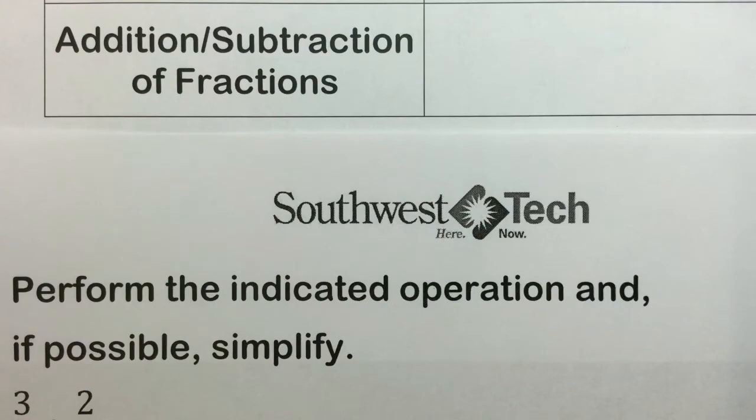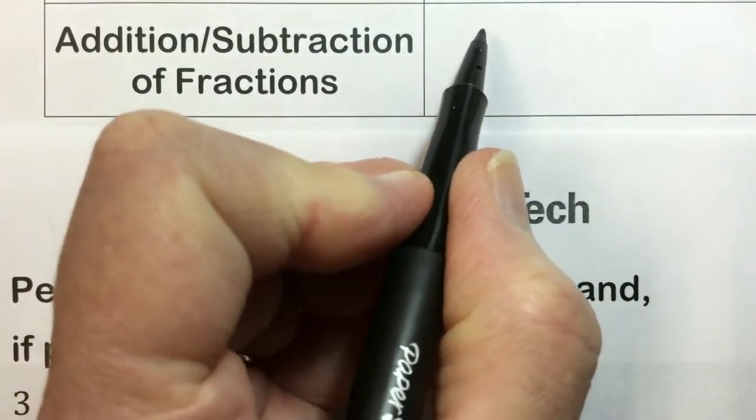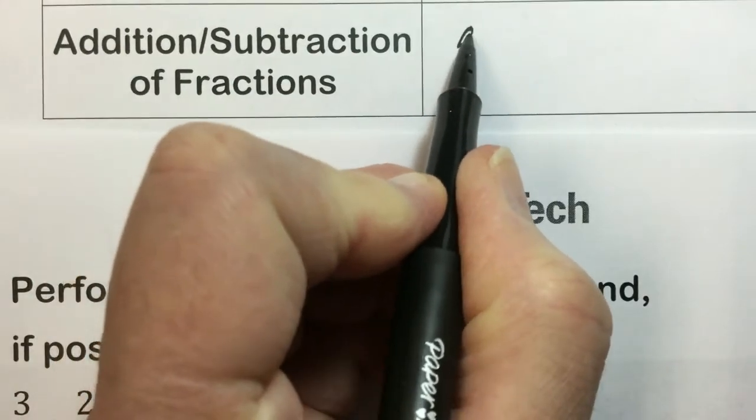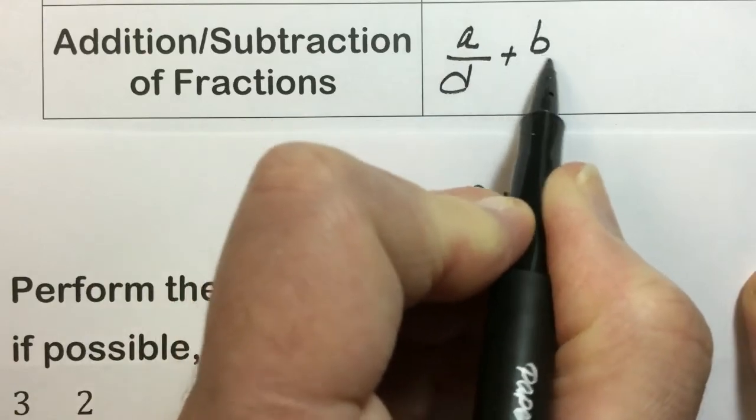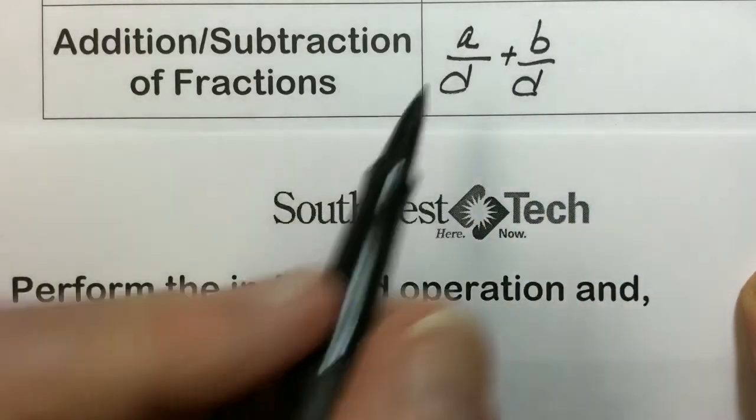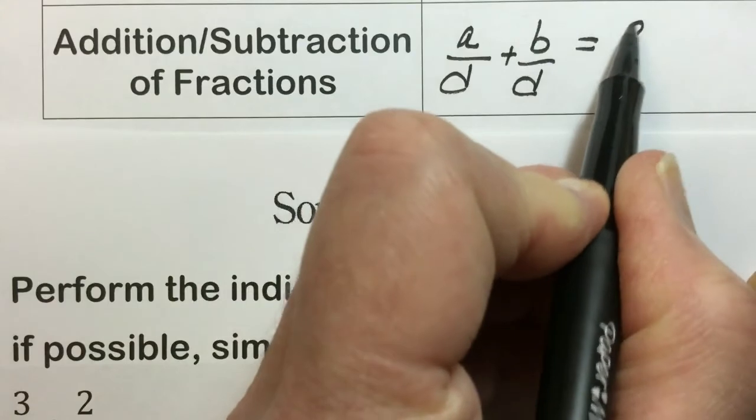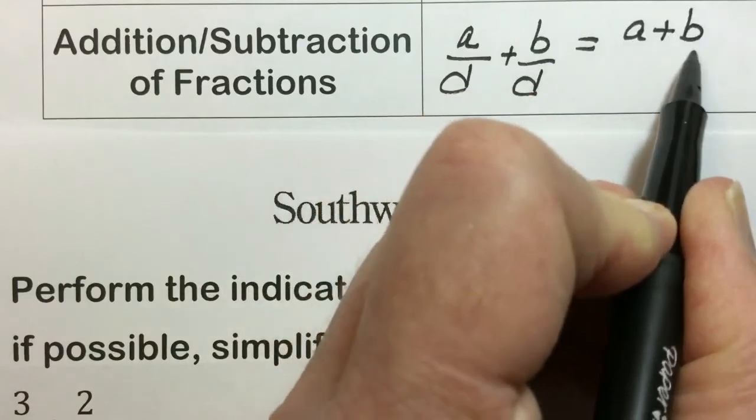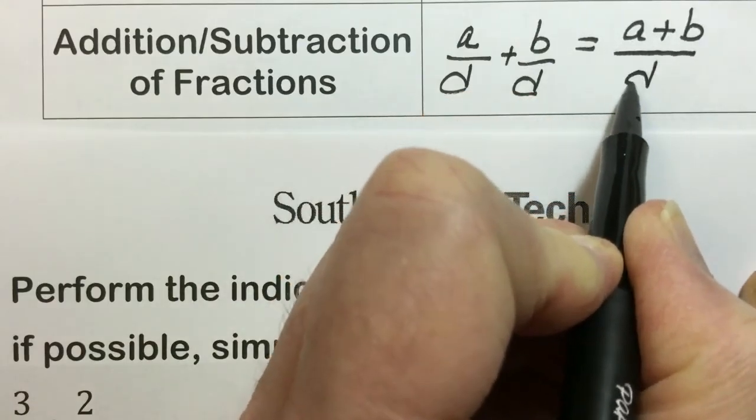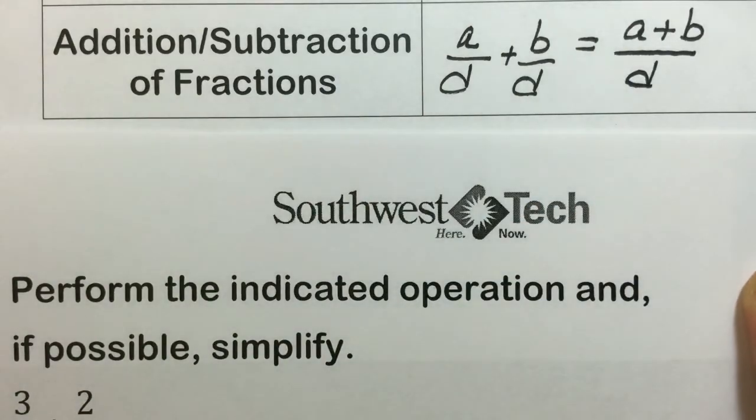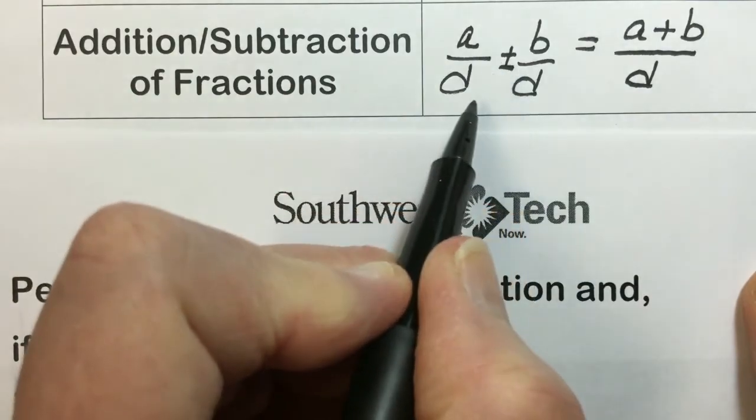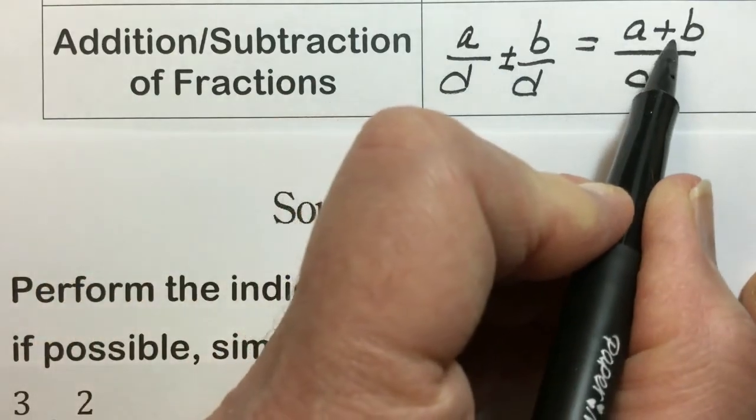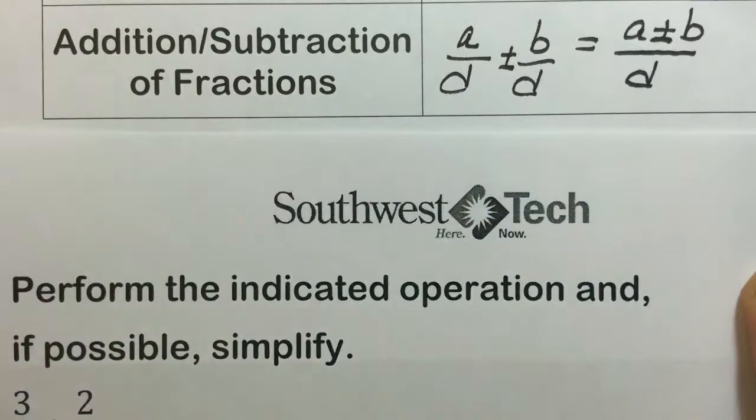The rule for addition or subtraction of fractions is we have to have a common denominator. So if we have a over d plus b over d, the result is the sum of the numerators over the common denominator. And likewise, it works the same for subtraction. If we're subtracting fractions, we must have a common denominator, and we subtract the numerators.